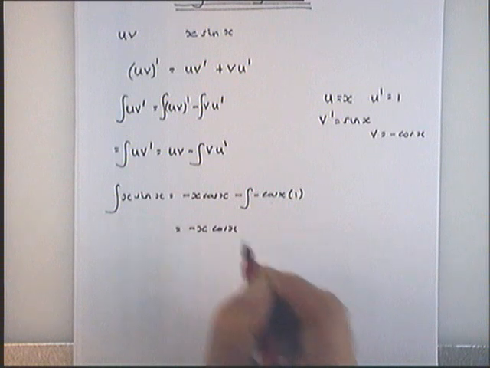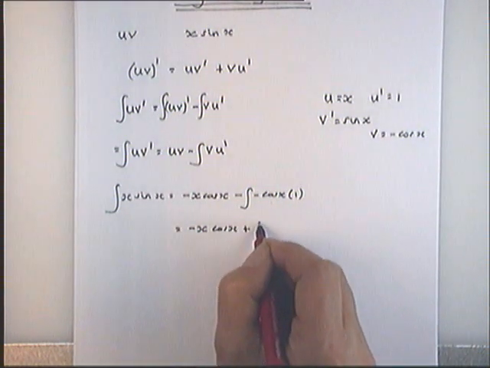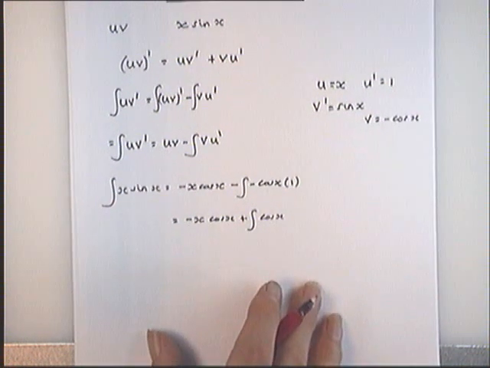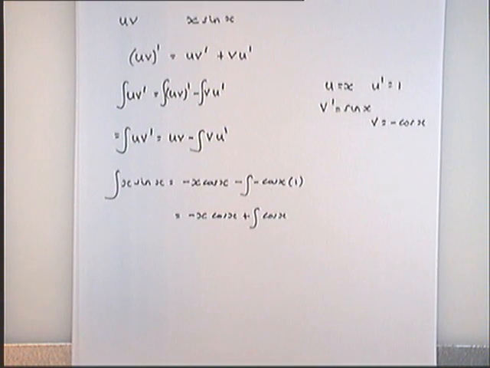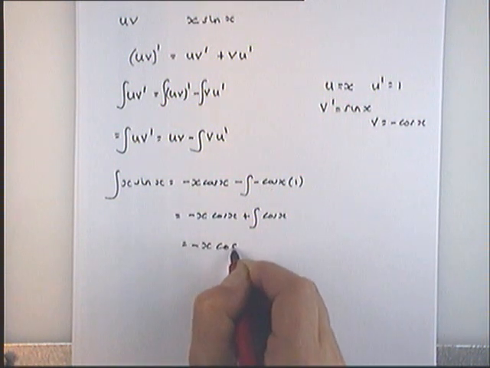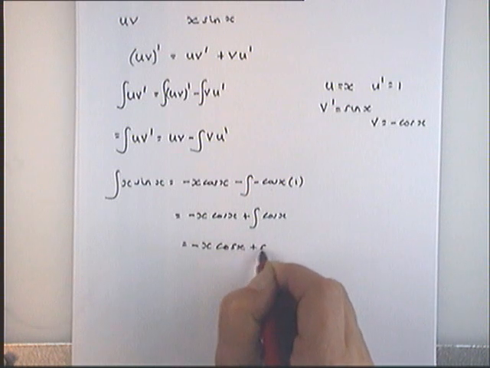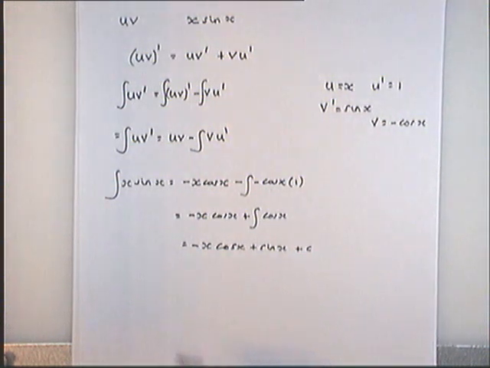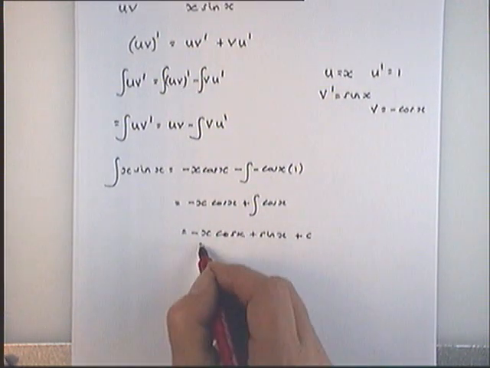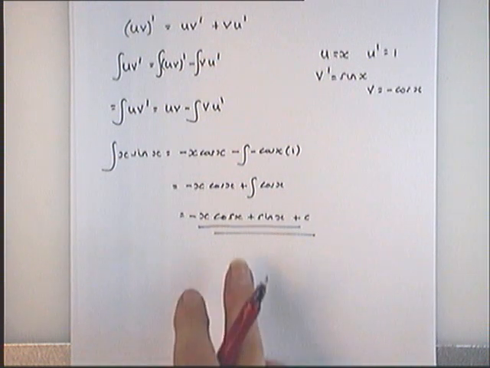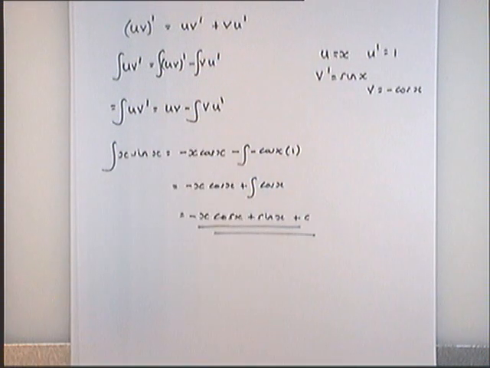In fact, before I integrate it, I'm going to deal with those negatives. And the integral of cos x then is sine x. So minus x cos x plus sine x. And of course we've then got a plus c because it's an indefinite integral. And that's how you use the integration by parts formula to integrate a product.